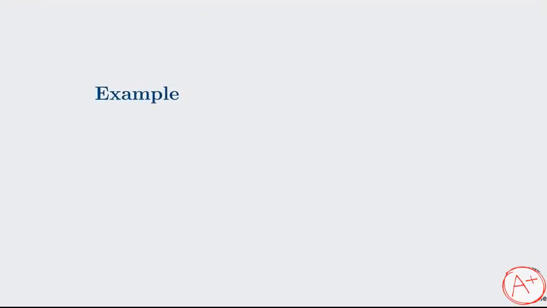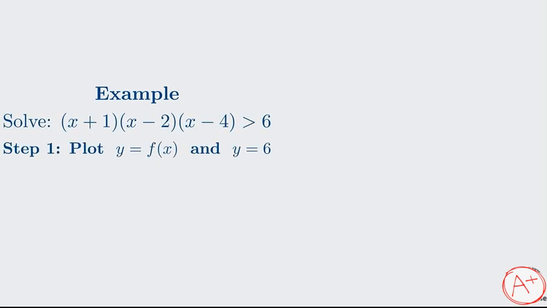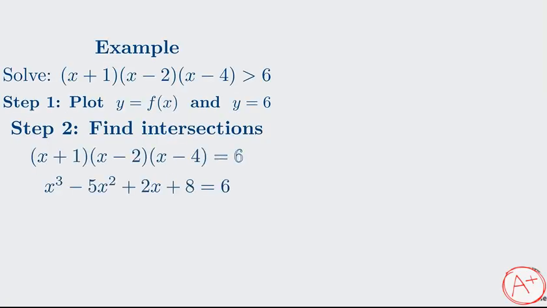Now let's look at a case where the inequality is not compared to 0. We want to find where the function is strictly greater than 6. We define our cubic function as f of x, and look for where it lies above the horizontal line y equals 6. To find the intersection points, we expand the brackets and set the equation equal to 6. After rearranging, we solve the resulting cubic equation.